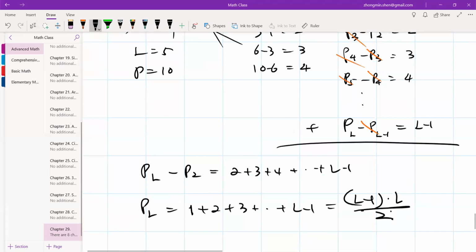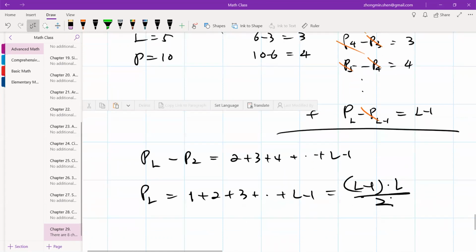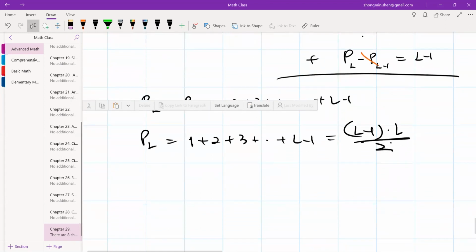That's how we get the formula. So if we have L lines, the maximum number of intersection points will be given by this formula, okay? How do you get this formula? It's hard to guess at the very beginning. So you get a sequence of a few numbers, then you figure out the pattern, then you get the general formula, okay?